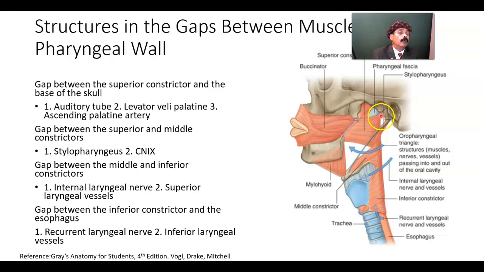You must know what structures pass between the base of the skull and the superior constrictor, and what structures pass between the superior constrictor and middle constrictor. This triangular area is also called the oropharyngeal triangle. We have the muscle, nerve, and vessel passing into and out of the oral cavity. It is the oropharyngeal triangle.